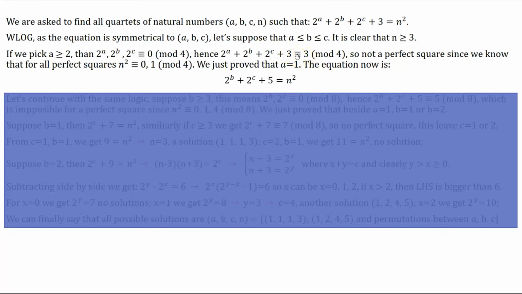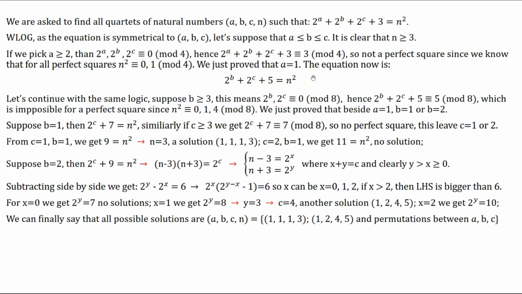But we know from very basic mathematical facts, and from previous problems we have seen on this channel, that a perfect square cannot have a remainder of 3 when divided by 4. All possible remainders of a perfect square when divided by 4 are 0 and 1. So we just proved that a cannot be greater or equal to 2. The only possible value that a can take is a equal to 1. So we just constrained one of the variables of this equation, and we will now get that 2 to the b plus 2 to the c plus 3 plus 2, because a is equal to 1, so plus 5, is equal to n squared.